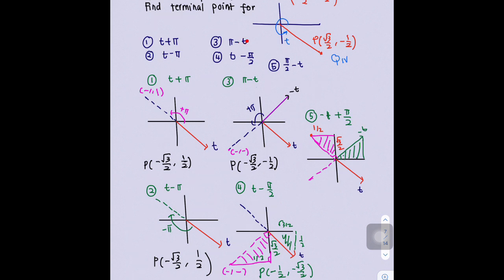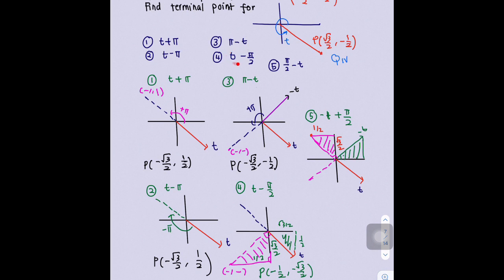What you want to do with minus t is you want to plus pi. So from here, just plus 180 degrees, so just go counterclockwise. So now your new answer is in third quadrant. Your x-coordinate is negative, your y-coordinate is also negative. So just put a negative sign and just take the value negative root 3 over 2, comma, negative half.